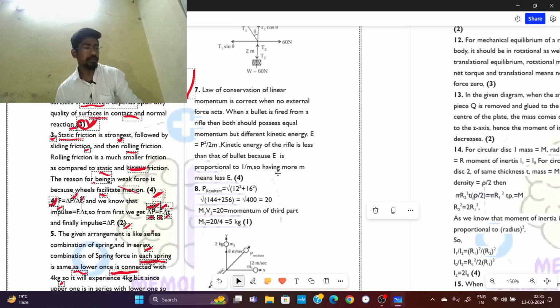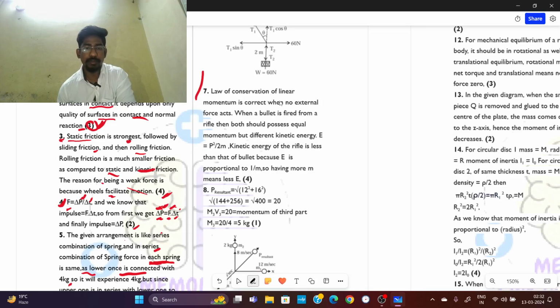Question number 7. It is an assertion reason question. The assertion is given: a bullet is fired from a rifle. If the rifle recoils freely, the kinetic energy of the rifle is more than that of the bullet. The reason given is that in the case of the rifle bullet system, the law of conservation of momentum is violated. Now, the law of conservation of linear momentum holds when no external force acts. When a bullet is fired from a rifle, they both possess equal momentum but different kinetic energy.